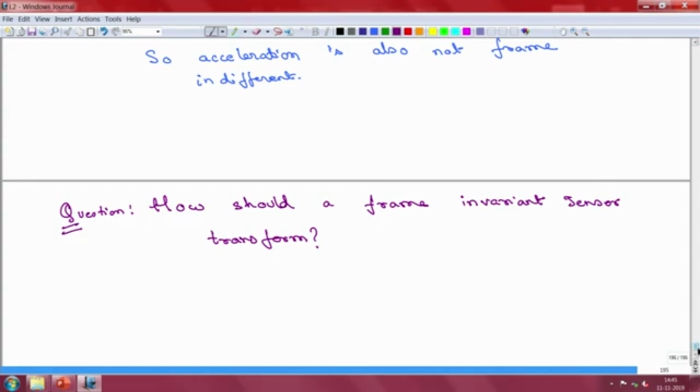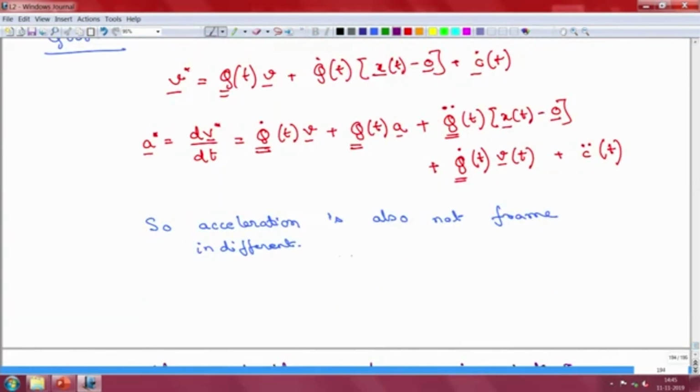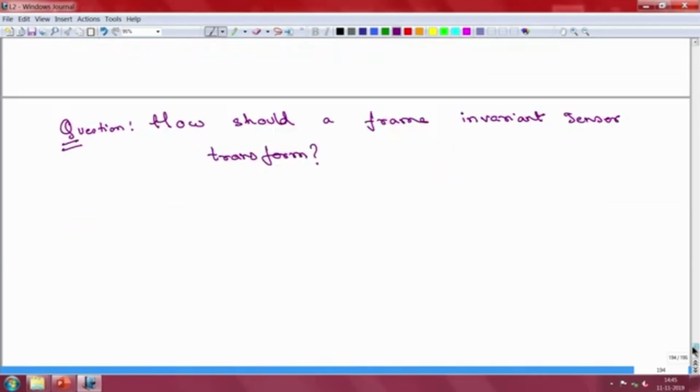Okay. By the way, you might have noticed that I have used the word frame indifferent here, and somewhere I am using the word frame invariant. Now, most authors, from what I have seen, tend to use the two interchangeably at different times. Although sometimes the principle of frame invariance or indifference is stated as a different principle. So, how should a frame invariant tensor transform?